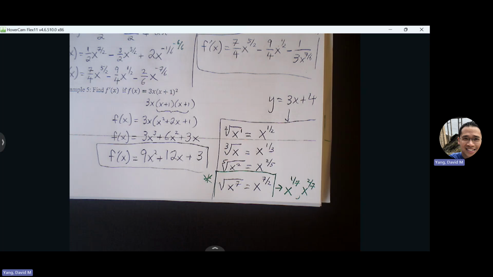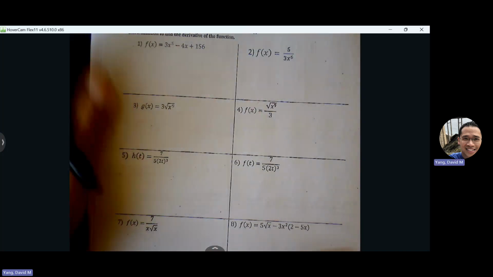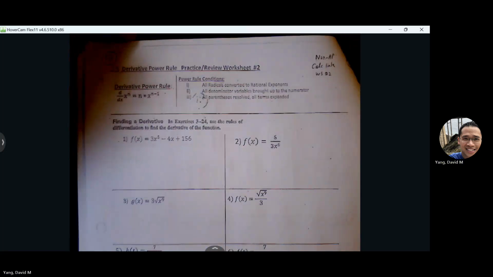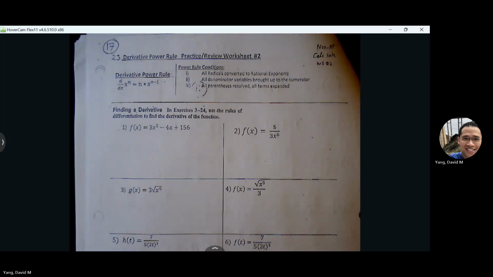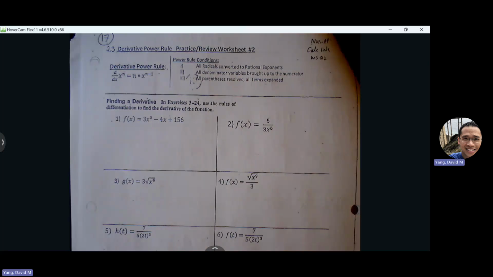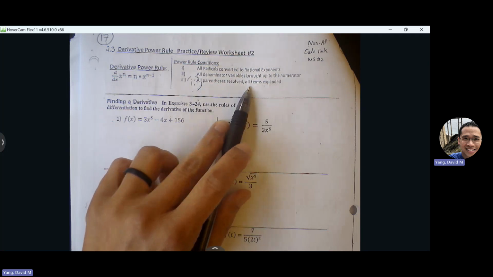Let's go to page 17 and see if we can work through some of these problems. So page 17. Again, sorry if I put page numbers all out of place here. All right, so we're going to apply power rule for every one of these problems, but some of them are ready for power rule, others are not. We have to make sure that all of our conditions are met: radicals converted to rationals, denominator variables brought to the top, and all parentheses resolved.